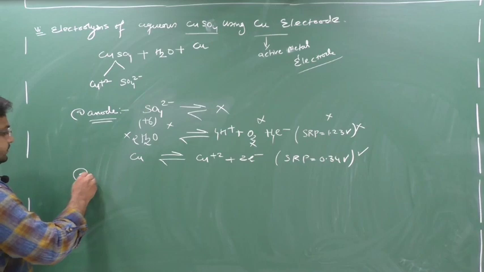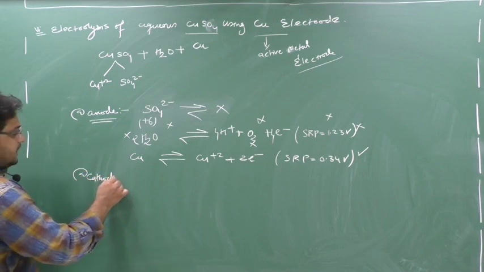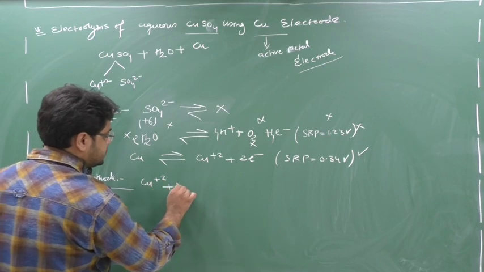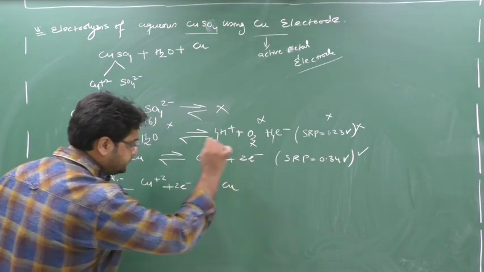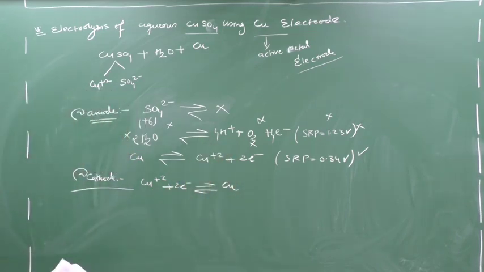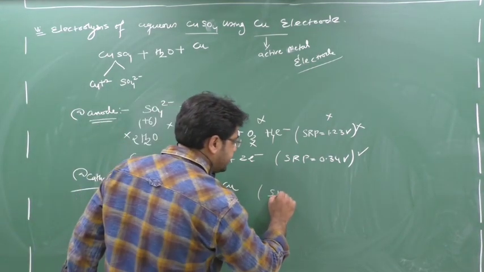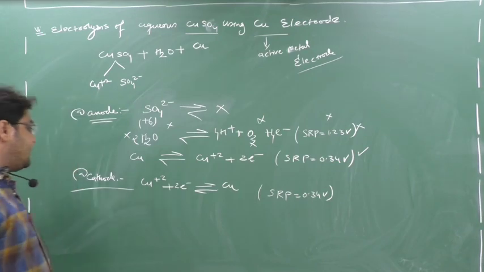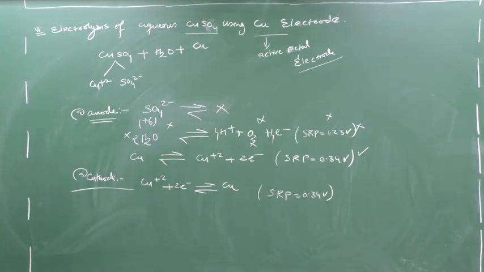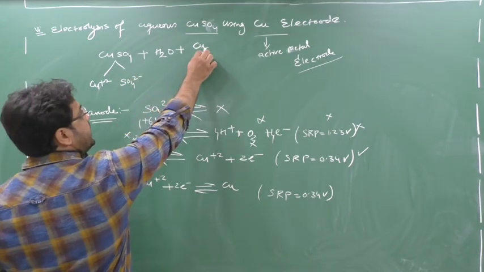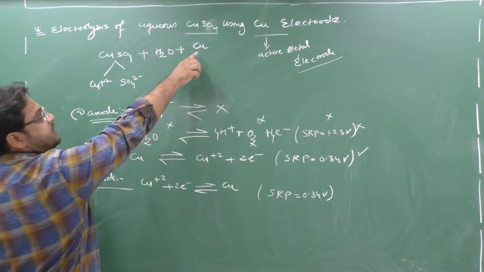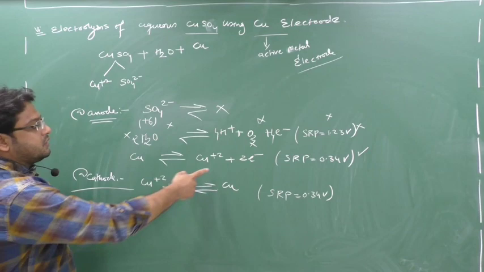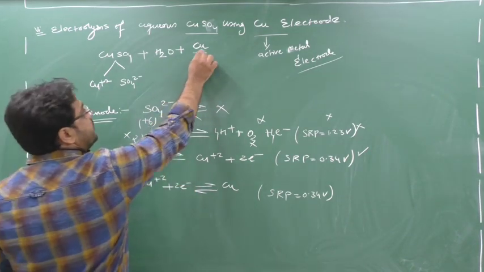Next, at the cathode. Which are the chances for the cathode? First Cu2+ will come. Cu2+ plus 2 electrons will give Cu, and for this the SRP remains the same, 0.34 volt. Then who else can come at the cathode? Water can come. Copper metal cannot come at the cathode, because a metal can lose electrons, that is oxidation, and oxidation occurs at the anode. So it will go to the anode.